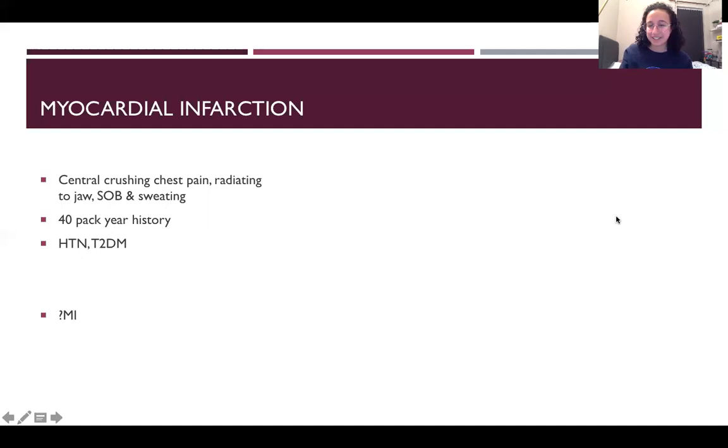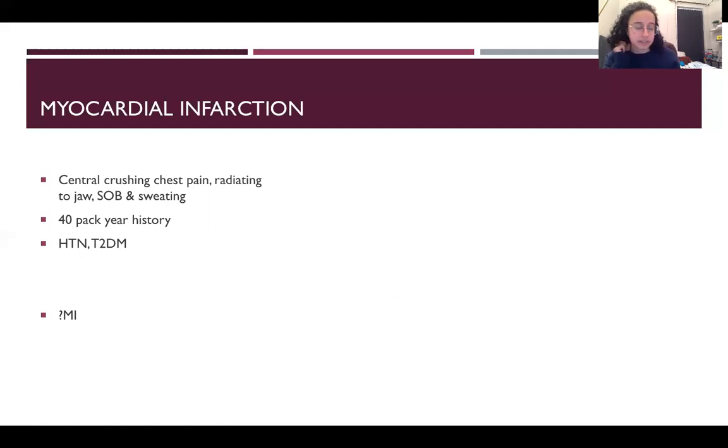What investigations would you like to do? What are the main things that would tell you it's an MI? Yep, great, ECG. And then, yeah, the blood test, so troponins. Those are the big things you want to remember. But once again, go through it systematically.